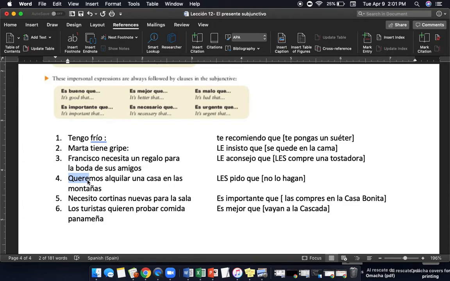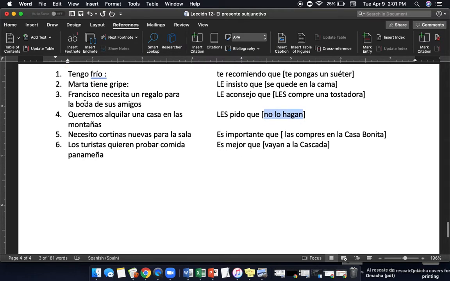Queremos alquilar una casa en las montañas. Someone wants to go in the mountains. You're more of a beach person. So, les pido, I request that they don't do it. Les pido que no lo hagan. Notice, this is the subjunctive structure, okay?